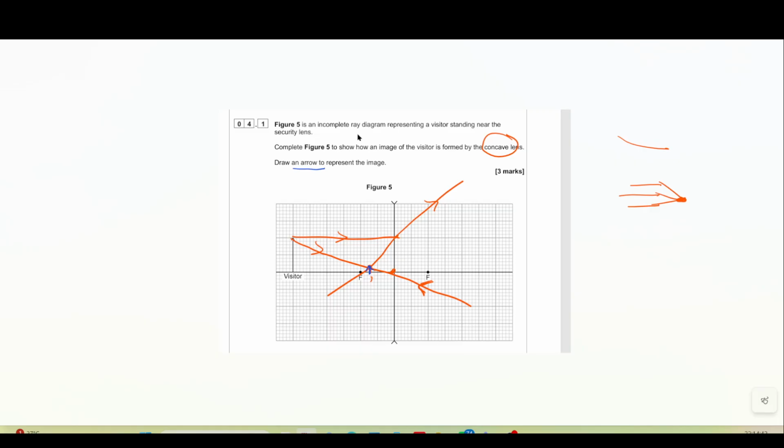Draw an arrow to represent the image. So make sure you draw the arrow here. So the image is smaller than the object. Got it.